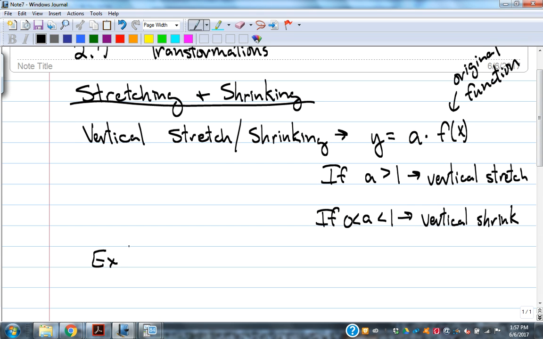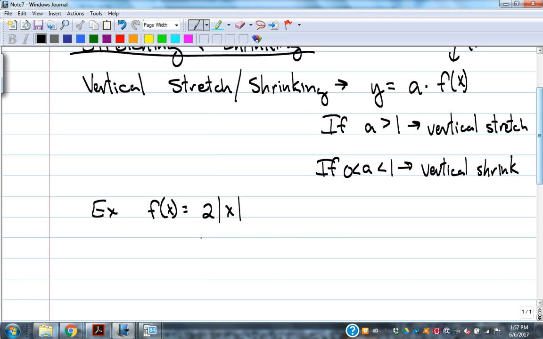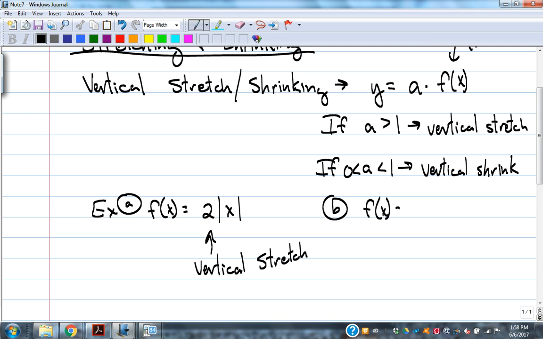Examples of that would be, f of x is equal to 2 times the absolute value of x. That right there is a vertical stretch. Let's call that example A. Example B, f of x is equal to 1/3 x squared. That would be a vertical what? Shrink, because that's a small number, right?